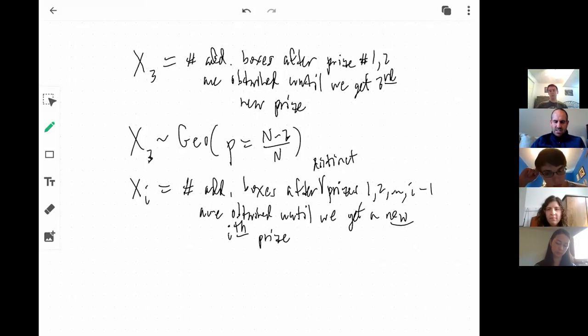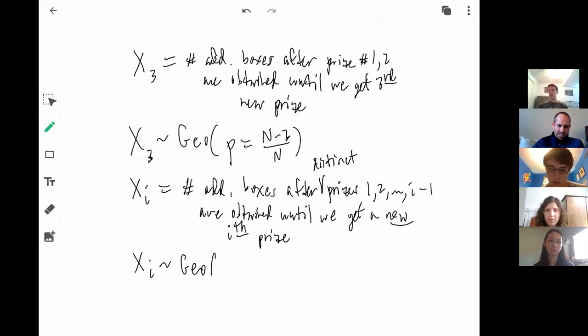Okay. So there's nothing special about one of these being prize number 1. It's just the one I happen to get first. The second prize is the second new prize that I got, yes? Then the third, etc. And what is the distribution of xi going to be? Geometric with proportion of success capital N minus i plus 1 over n.